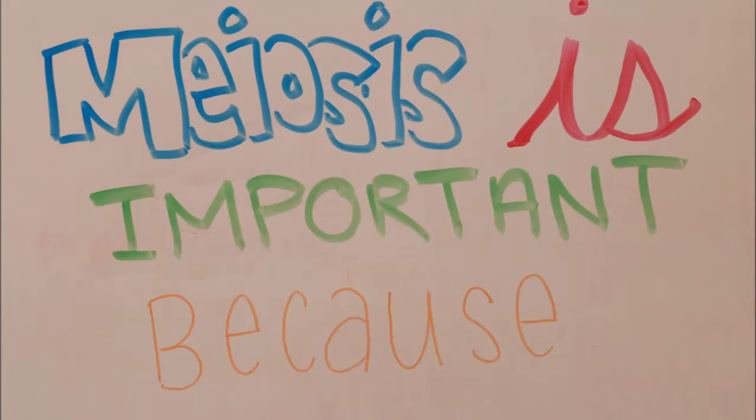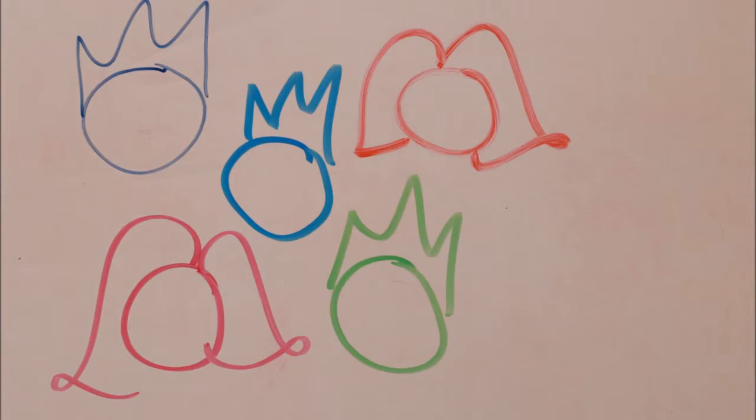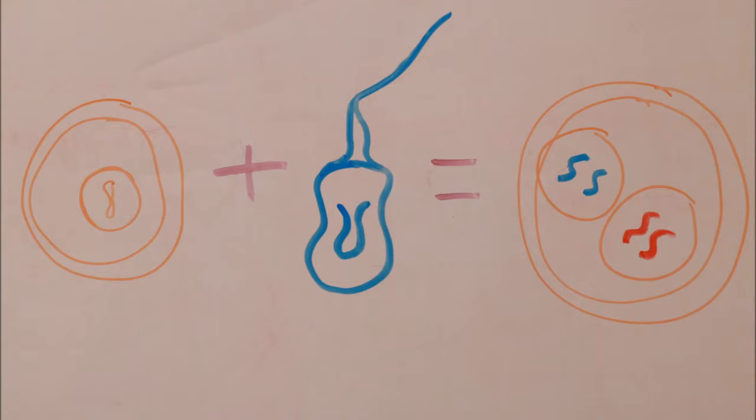Meiosis is important because it is essential in sexual reproduction. Without it, people probably wouldn't be here right now. This is the only process that produces gametes.